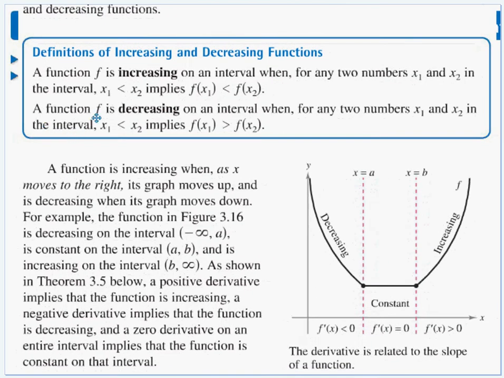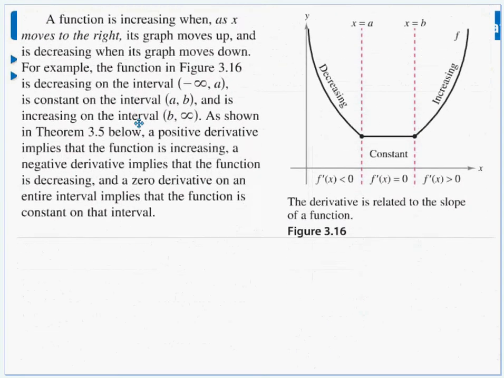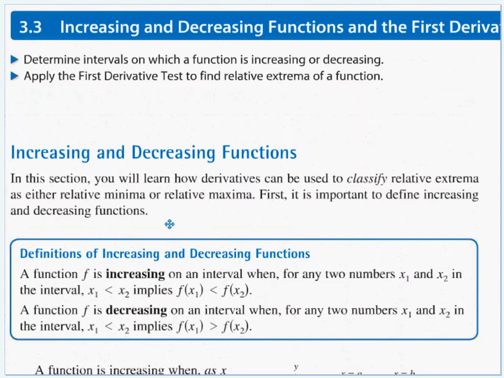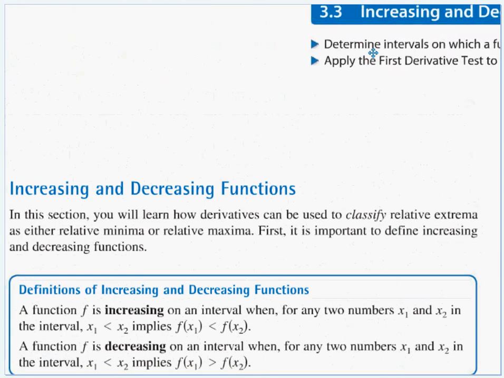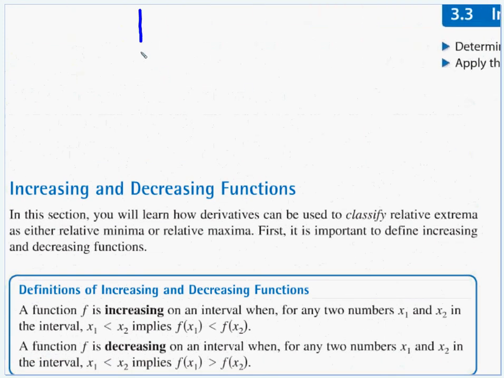And in option 2, we are decreasing on an interval when for any two numbers x sub 1 and x sub 2 in the interval, x sub 1 being less than x sub 2 implies that f of x sub 1 is greater than f of x sub 2. Is that perfectly clear? Okay, let's move on. No, I'm just kidding. Let's take a look at this from a graphical perspective. Here's xy axis. We'll do the first one and then you'll see what's going on. You figure out the second one.